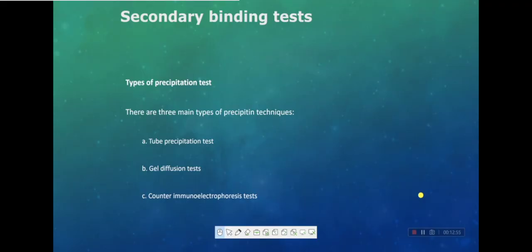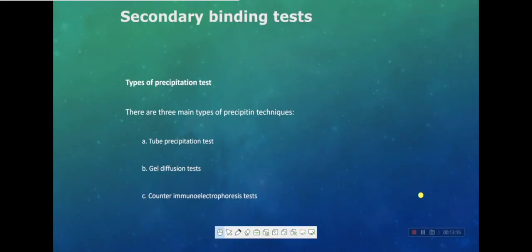A fairly large volume of antiserum is required, and this test is not very sensitive. Examples of the tube precipitation test are the testing of CSF for extracellular antigen, and the original Lancefield method of grouping beta hemolytic streptococci.